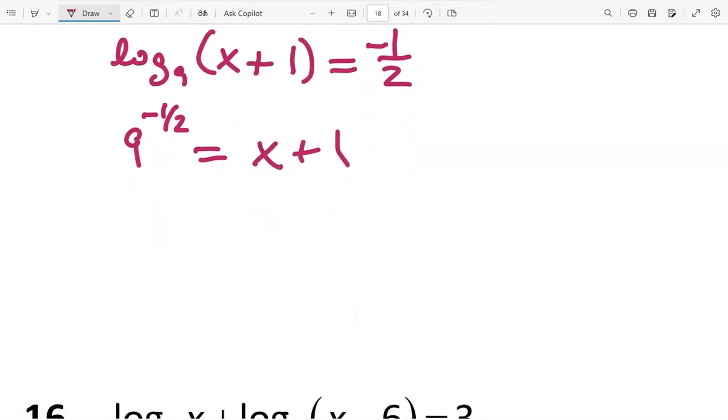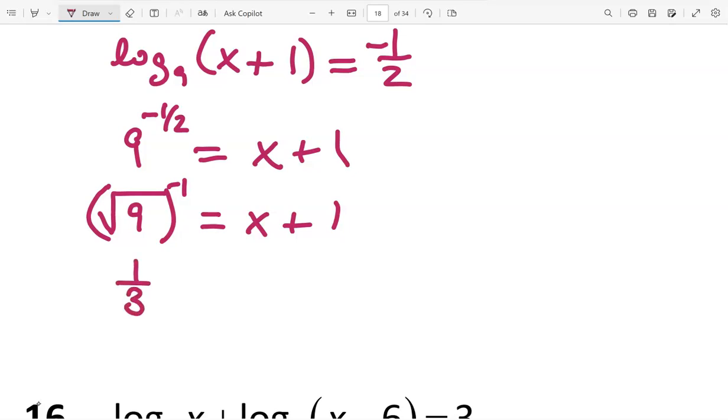Now without a calculator, we can know what 9 to the negative 1/2 is. The denominator represents the root, so that's a square root, and then the numerator represents the power. So the square root of 9 is 3. 3 raised to the negative 1 is 1/3. So 1/3 is equal to x plus 1.